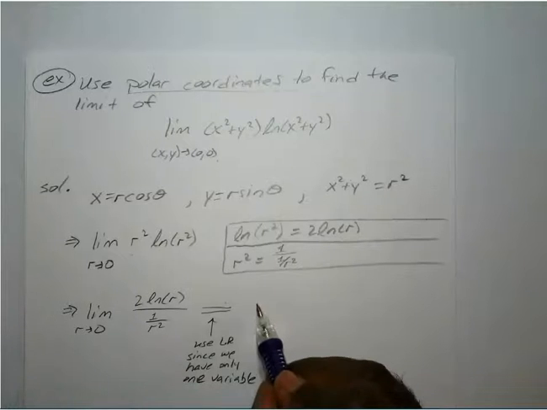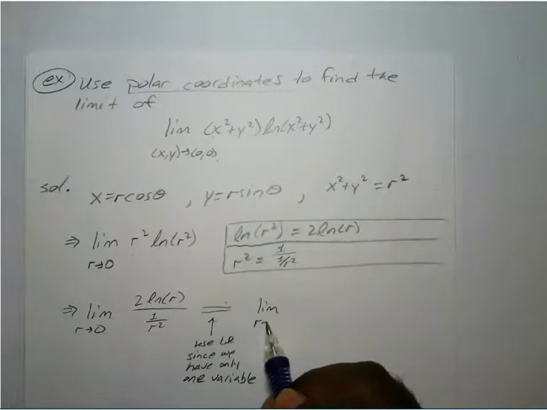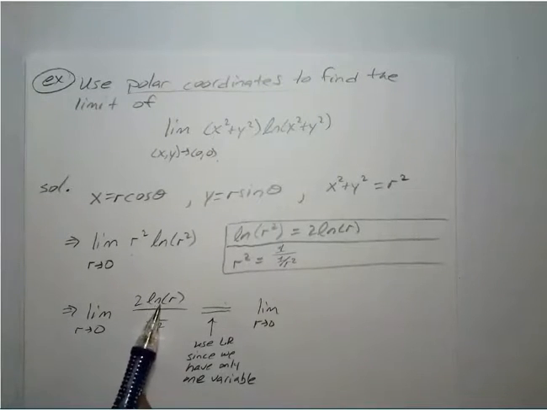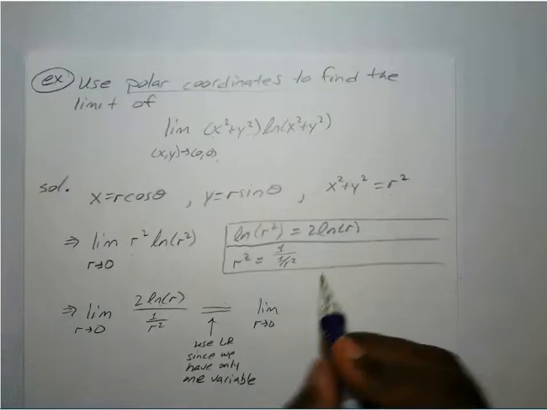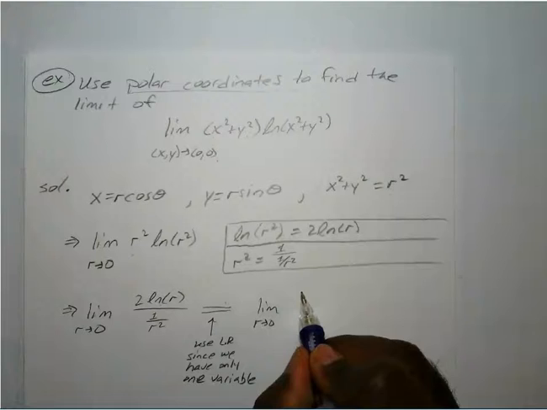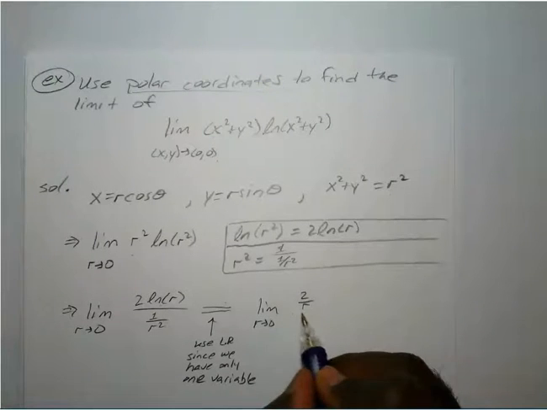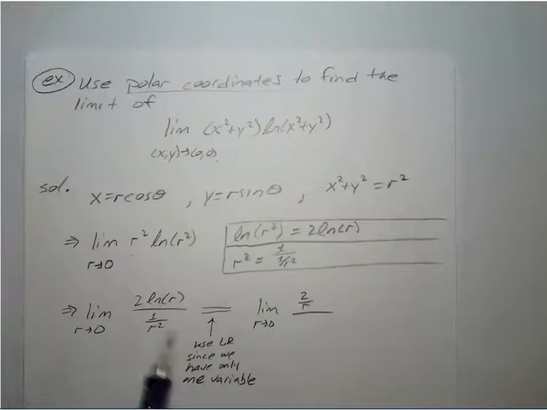Okay, so we have the limit as r approaches 0. The derivative of natural log of r is 1 over r. So you have 2 times 1 over r, which is 2 over r. And the derivative of 1 over r squared is negative 2 over r to the third.